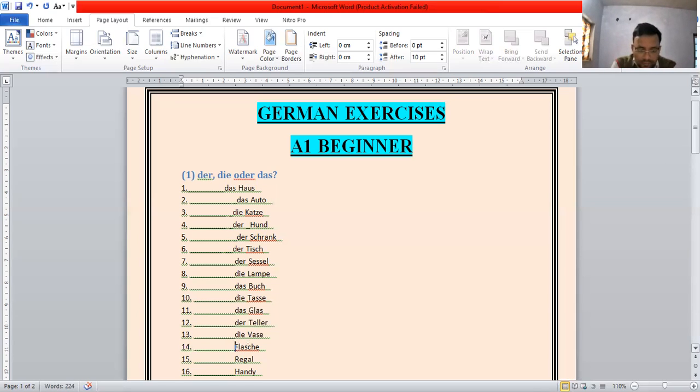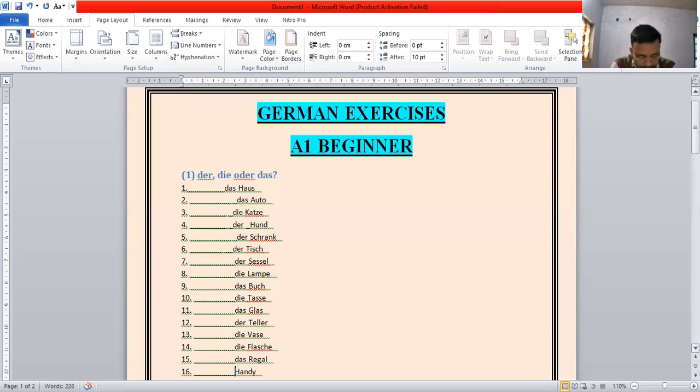die Vase. Next is Hotel. Hotel you generally use with das. So the article comes, das Hotel. Next one is Regal, shelf. Regal means shelf, and here we use das, das Regal.